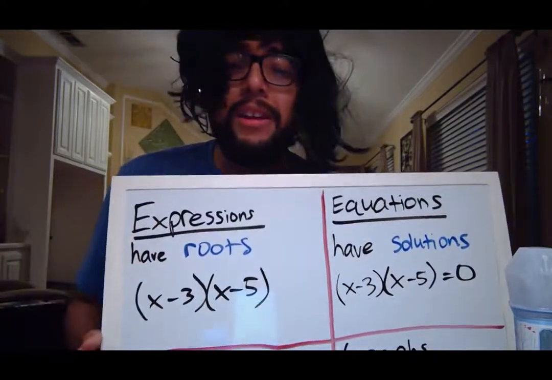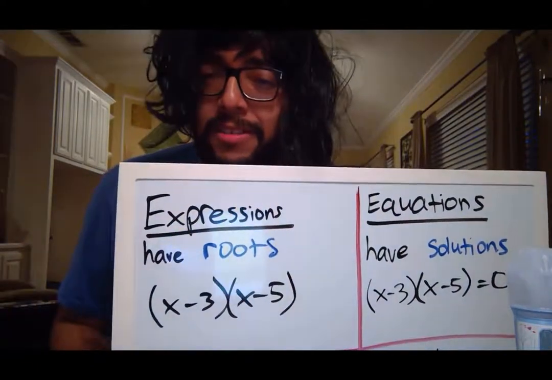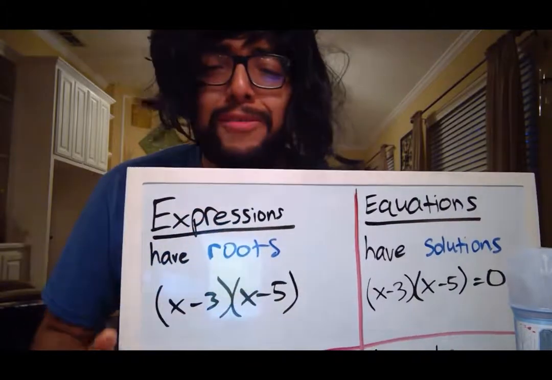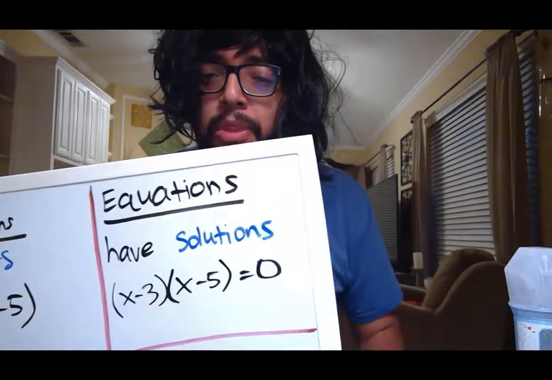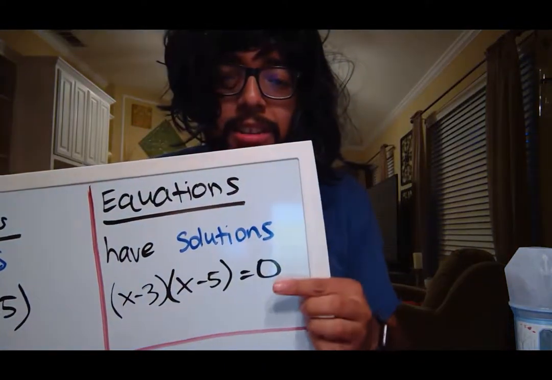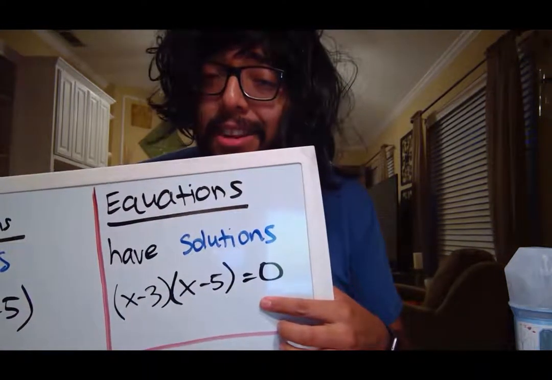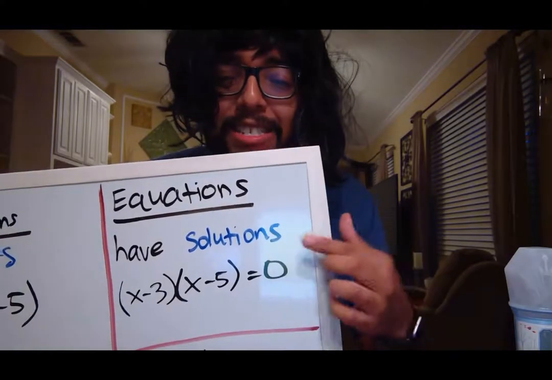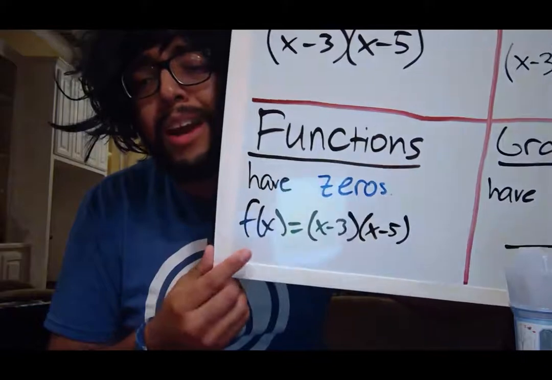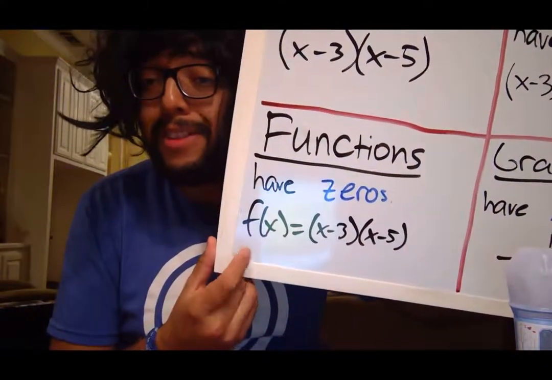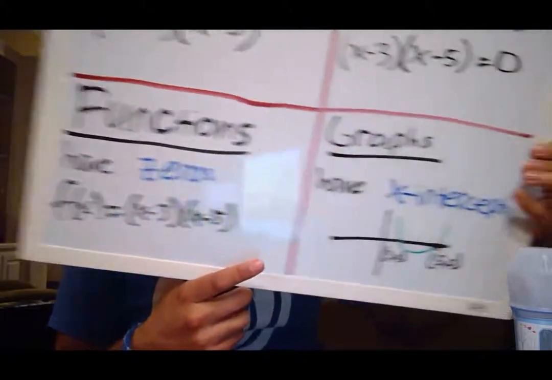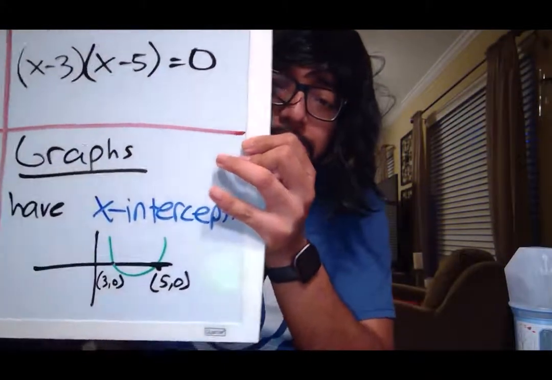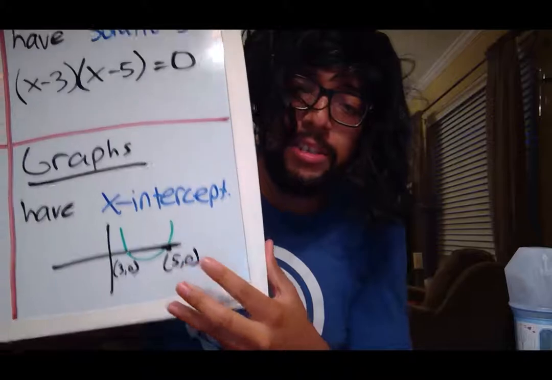So what I mean here, whenever you have an expression, notice here, just some variables, just some letters, that's going to have a root. When I have an equation, notice here it's an equation because there's that equal sign right there, it's going to have a solution. Same thing, but as well, when we have a function, so specifically f of x, that's going to have zeros. And a graph over here is going to have those x-intercepts.